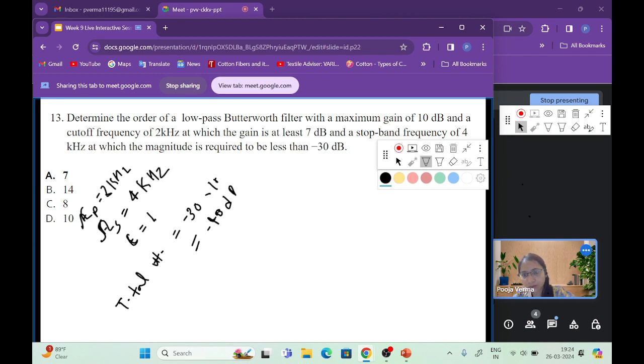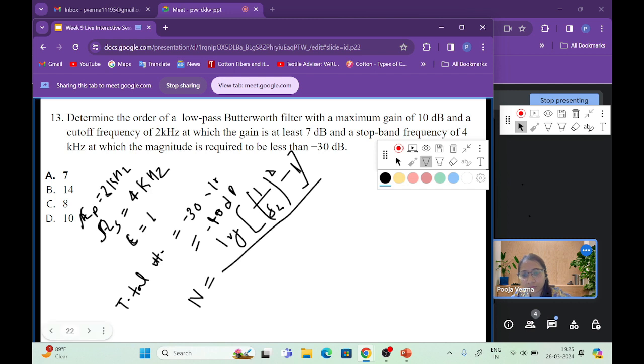So now, in order to determine the order of the Butterworth filter, it is written as n is equal to, already you know the formula of the order of the filter: log of 1 by delta 2 squared minus 1 in the numerator, and the denominator is 2 log omega p divided by omega s.